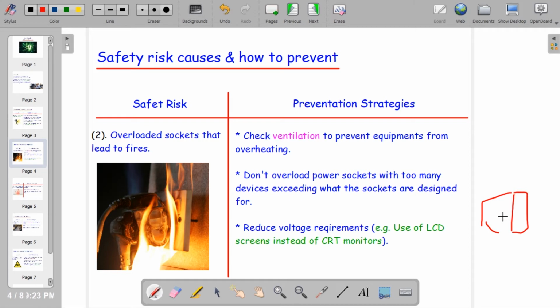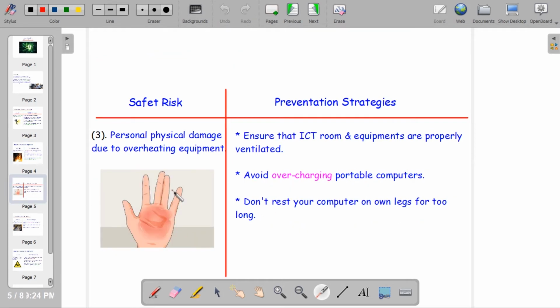So these devices, they use a lot of electricity and they're not friendly to the environment, and the use of so much electricity can lead to these things. It's one of the risk factors for having overloaded sockets. So reduce the voltage requirement by using devices that require so little. LCD is one of the examples. This is about the safety risk number two. Let's talk about safety risk number three.